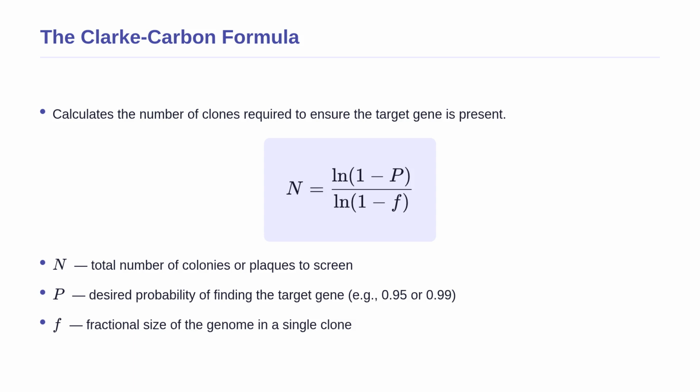If you increase your desired probability P, the required number of clones N will increase, meaning you must screen more plates. Similarly, if the insert size is small, the fraction F decreases, which also drives up the total number of clones N you must screen.